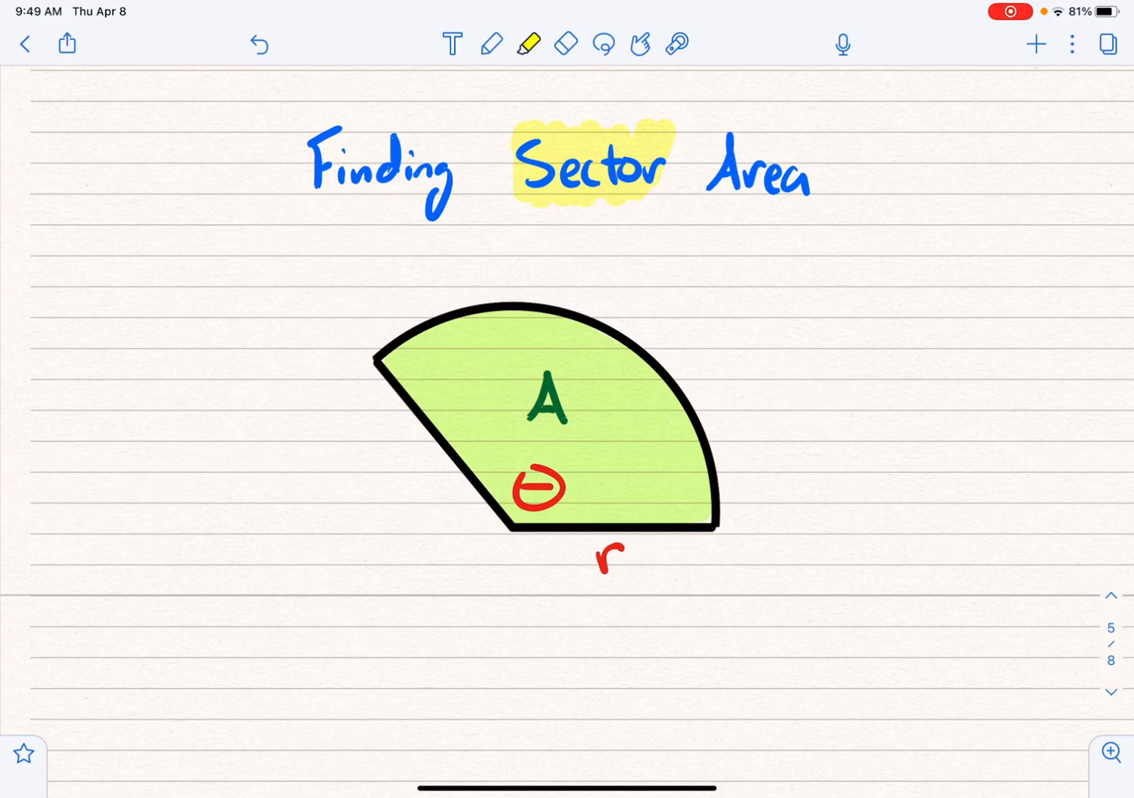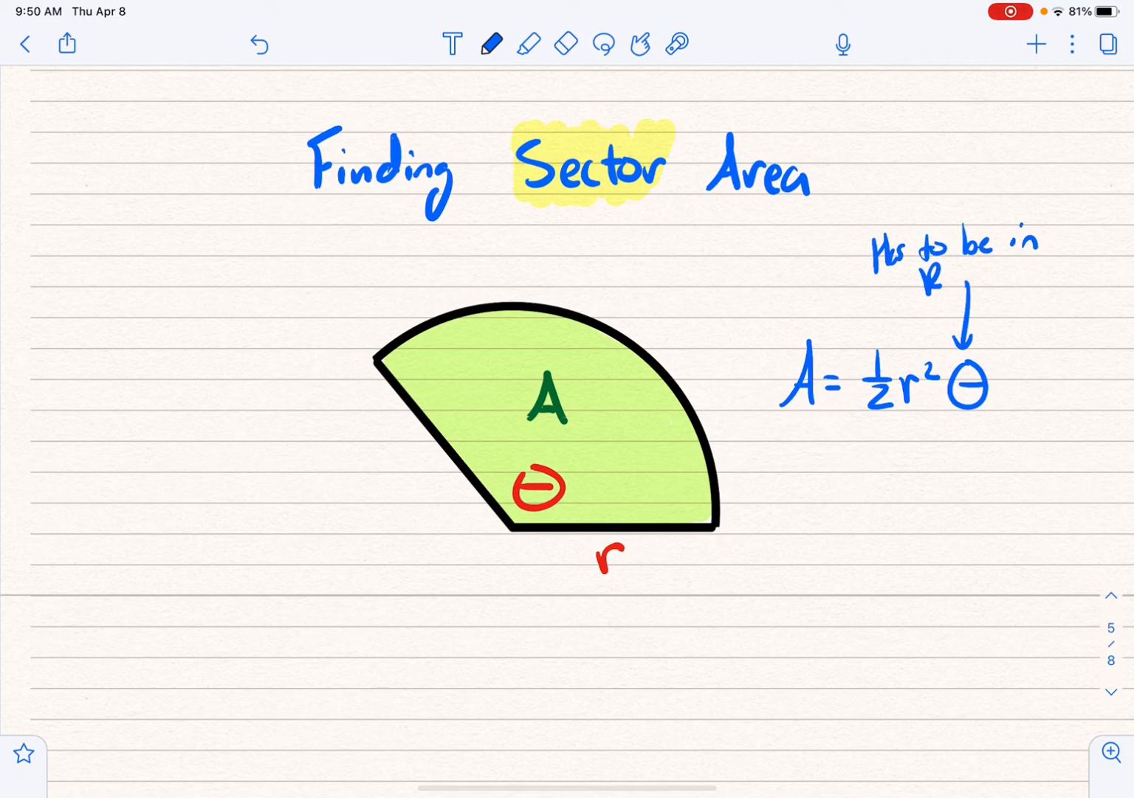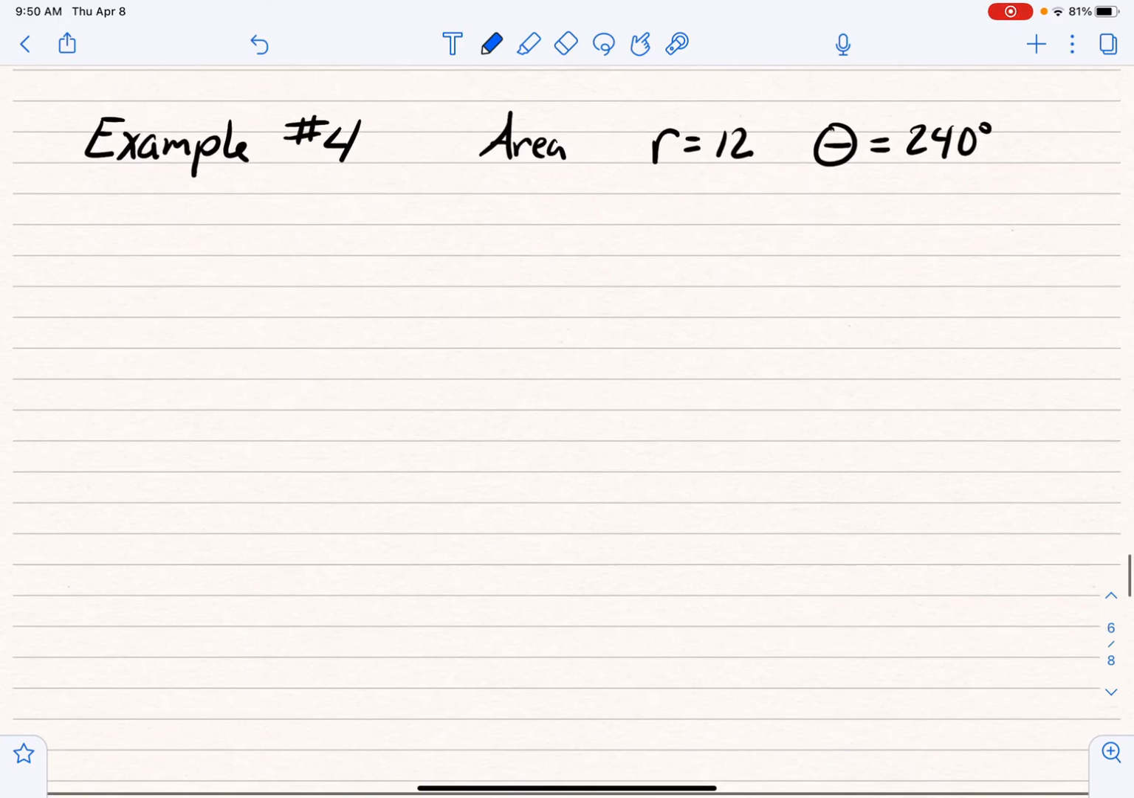Now, back in geometry, we had this crazy ugly formula for arc length and a crazy ugly formula for sector area. But again, using radians, the formula becomes so simple. The area of a sector is just 1/2 radius squared times theta. That's it. Of course, I'm thinking you would know that theta has to be in radians. Theta's always got to be in radians. Otherwise, this is a pretty simple situation: 1/2 r squared times theta, okay? So let's think about an example here.